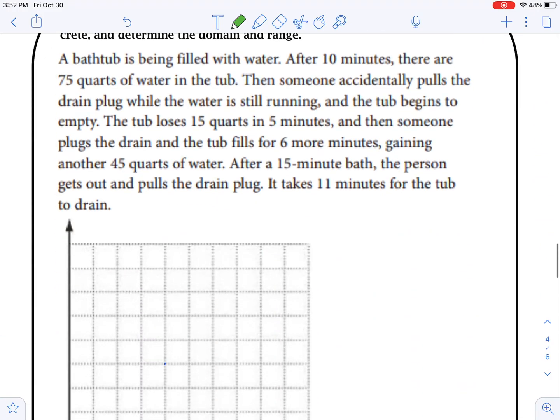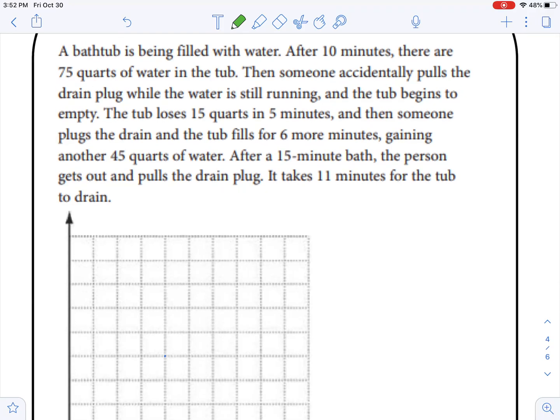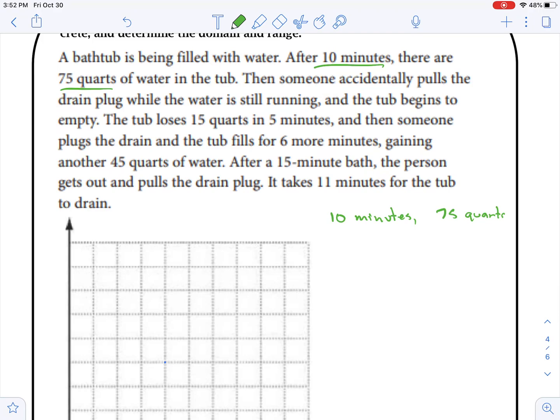If you go to the next one, we talk about a bathtub. I just want to point out some things. After 10 minutes, it has 75 quarts of water. So I'm just going through this information: 10 minutes, 75 quarts. Then someone pulls the plug and the water is draining. The tub loses 15 quarts in 5 minutes. So in 5 minutes, we lose 15 quarts. That puts me now at 60 quarts.